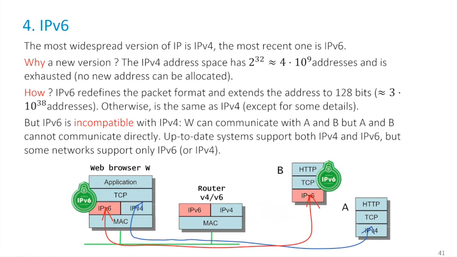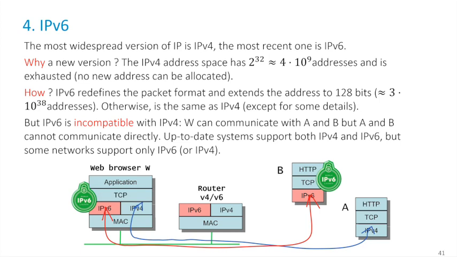I will conclude today's lecture, which is a bit heavy, but this is how it is, with the last ugly thing of the story, which is IPv6. So we could stop there and everything would be simple. But unfortunately, your generation will be confronted with the fact that there is IPv4 and there is IPv6. So the most widespread version of IP is IPv4, but the most recent one is IPv6. Why a new version? Because 32 bits is not enough.